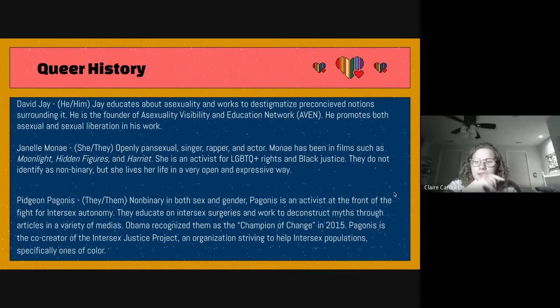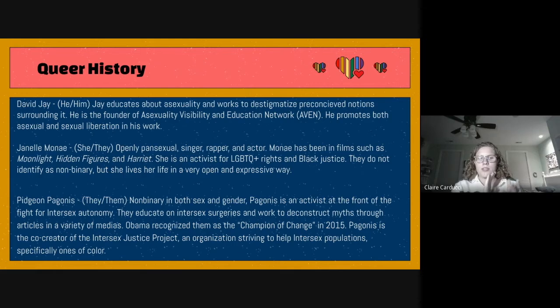I just want to add real quick before Jackson continues that Pigeon Pagonis is not transgender, because many non-binary people do identify as transgender because they were born as either male or female. And there is a third sex recognized in the science world, known as intersex, which is in between the two, and it varies on the person.